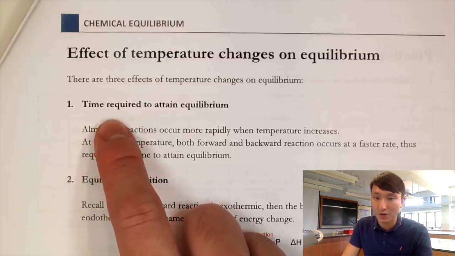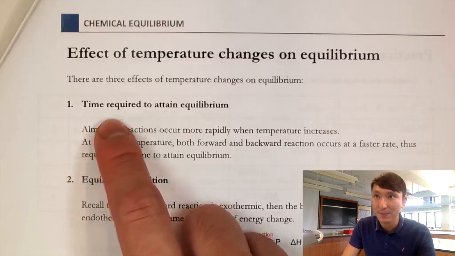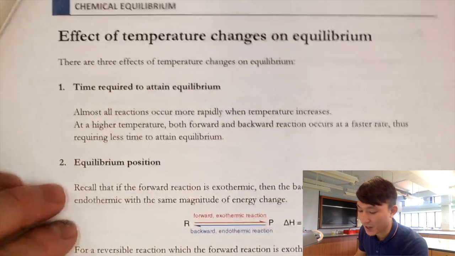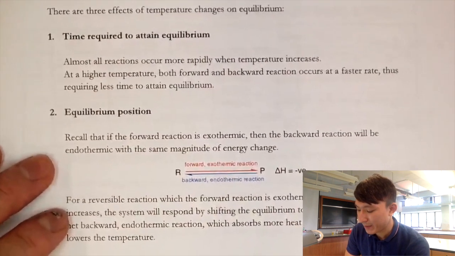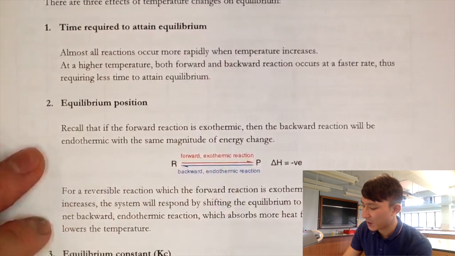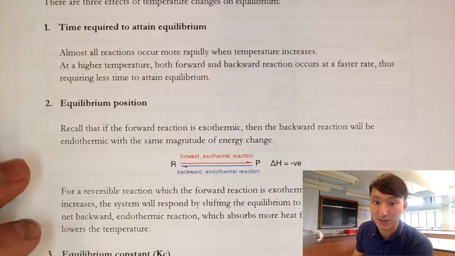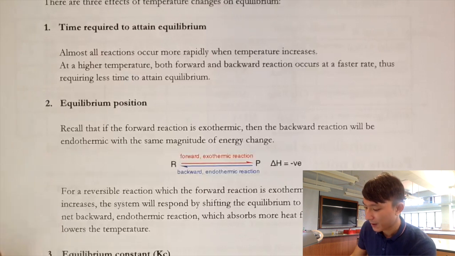And vice versa. Of course, if you bring down the temperature, it takes a longer time to reach equilibrium. Okay, so this is the first thing about the time it takes to reach equilibrium. Now the second one is about equilibrium position. This one has to do with whether or not the reaction is exothermic or endothermic.